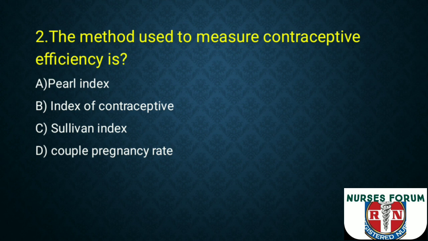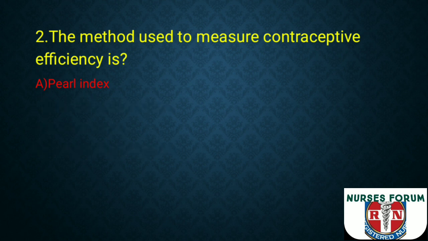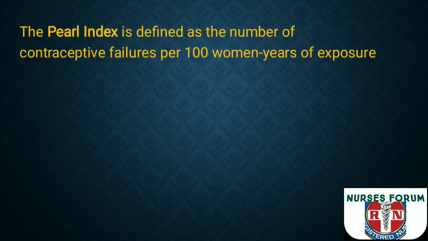Next question. The method used to measure contraceptive efficiency is: Pearl index, index of contraceptive, Sullivan index, couple pregnancy rate. We can see the right answer. Right answer is Pearl index. Pearl index is defined as the number of contraceptive failures per 100 women in a year of exposure.